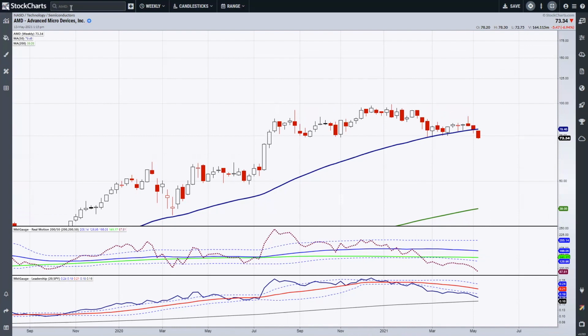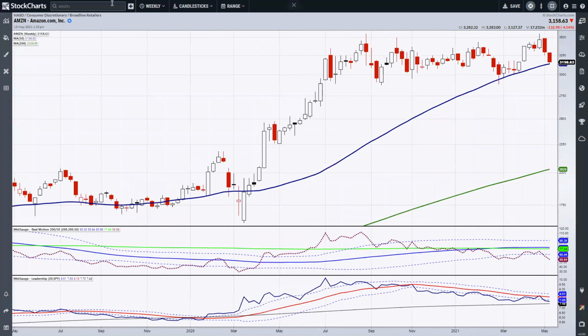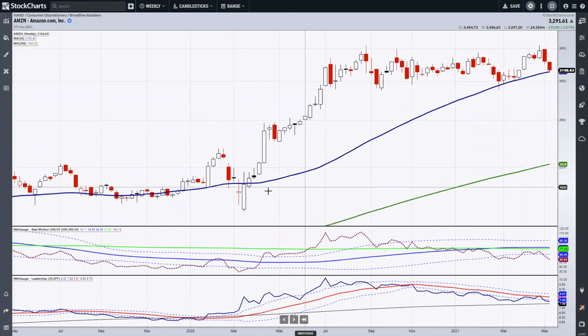So now let's go on to Amazon. Same thing with Amazon. Now, Amazon did, during the pandemic, break briefly under the 50-week, but the slope never went negative. And you can see it's had this long move up. But once again, just a huge amount of sideways consolidation for such a big stock.